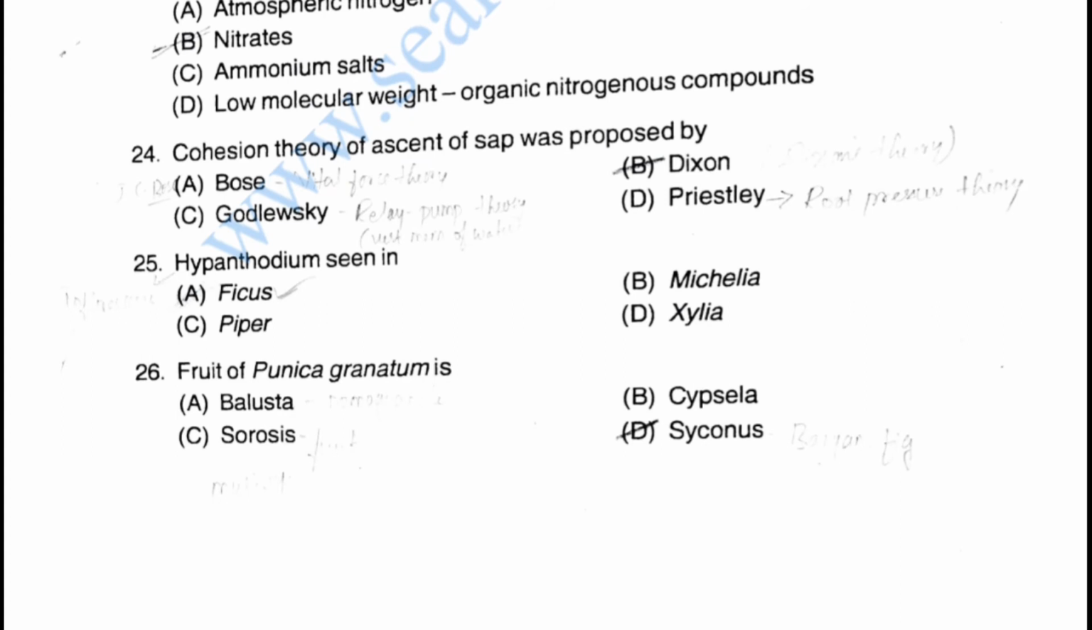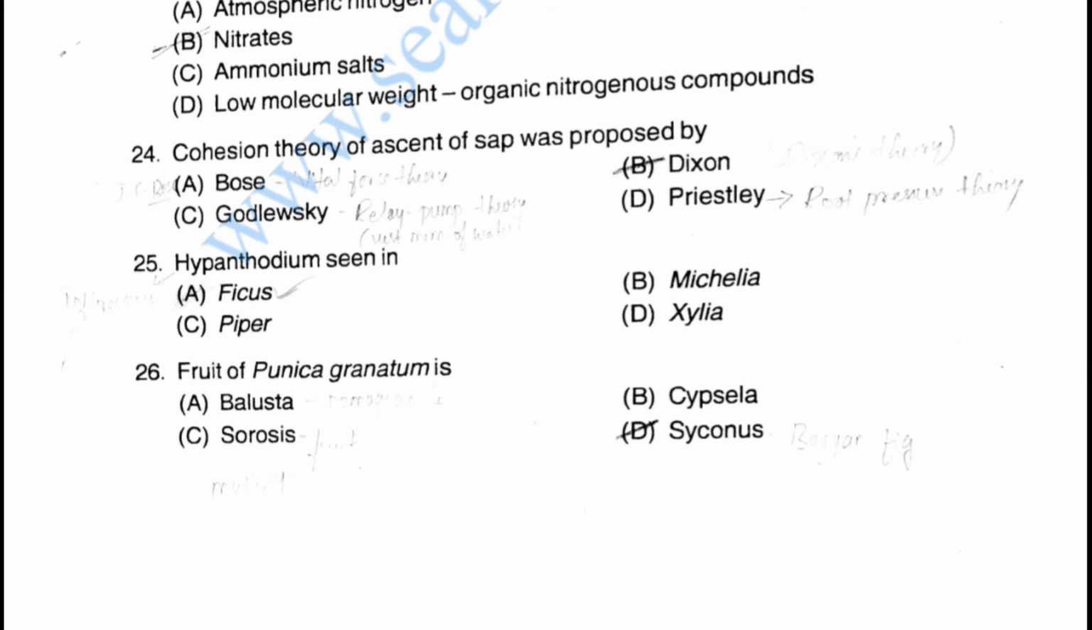Let's move on to question number 25. What is the question number 25 saying? Hypanthodium is seen in. Okay, hypanthodium is a peculiar type of inflorescence, and it can be found in case of what? Ficus. So hypanthodium is the inflorescence in the fig, that is the Ficus. Good.